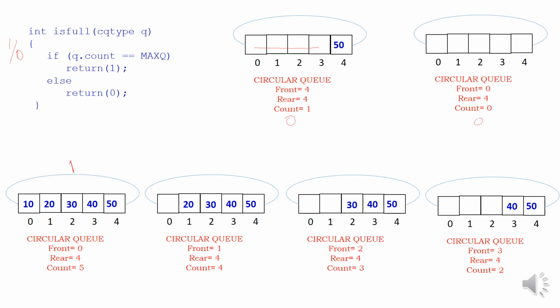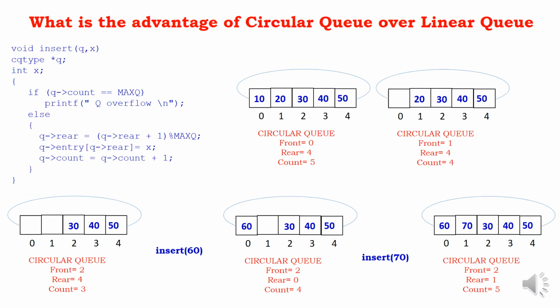Here there is a possibility of storing 5 elements, so count is only 4, so it returns 0. Here count is 3, it returns 0. Here count is 2, it returns 0.